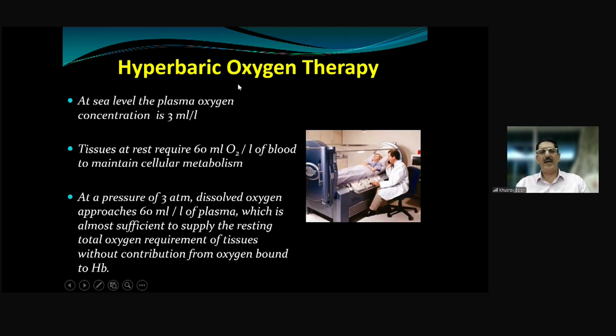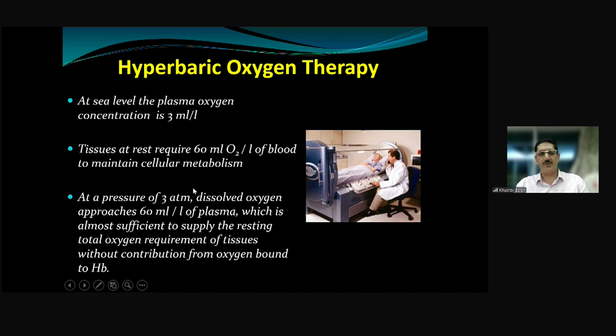What is hyperbaric oxygen? 1 atmosphere is what we breathe at, but if you use 2 or 3 atmospheres and above, then you are giving much more oxygen to the tissues. And one main indication is carbon monoxide poisoning. So at sea level, we get a plasma oxygen concentration of 3 ml per liter. Don't ask me how we got that. Tissues at rest require 60 ml of oxygen per liter.